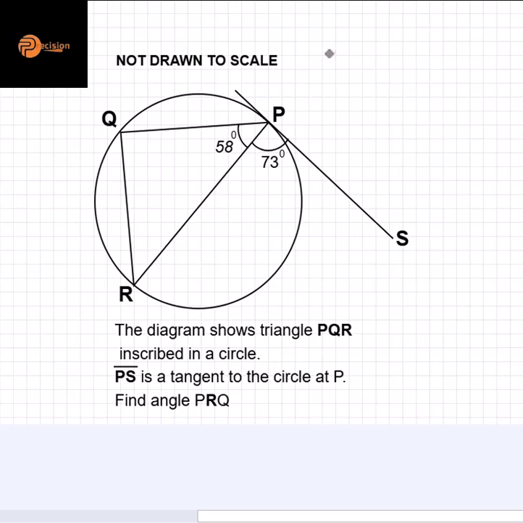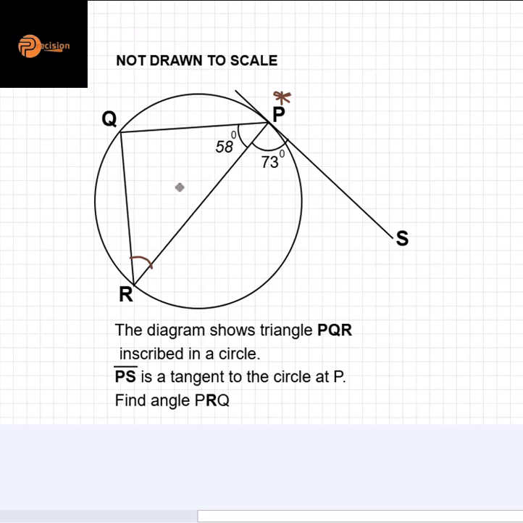The diagram shows triangle PQR inscribed in a circle. PS is a tangent to the circle at P, this very point. Find angle PRQ. Okay, so angle PRQ is this angle here.